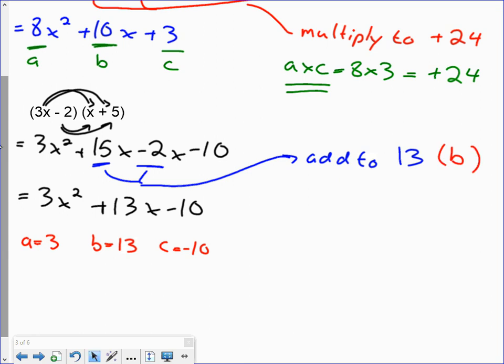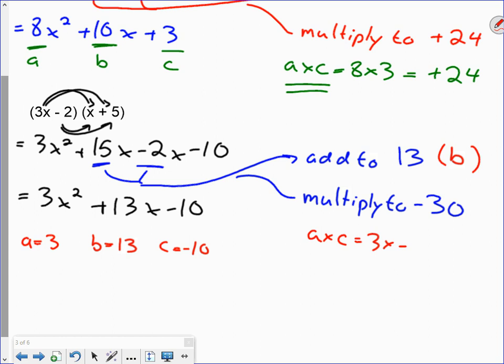And again, they multiply to, let's see, negative 2 times 15 is negative 30. But if we do a times c, that's 3 times negative 10, which is negative 30. So once again, those two middle numbers add up to b and multiply to ac.